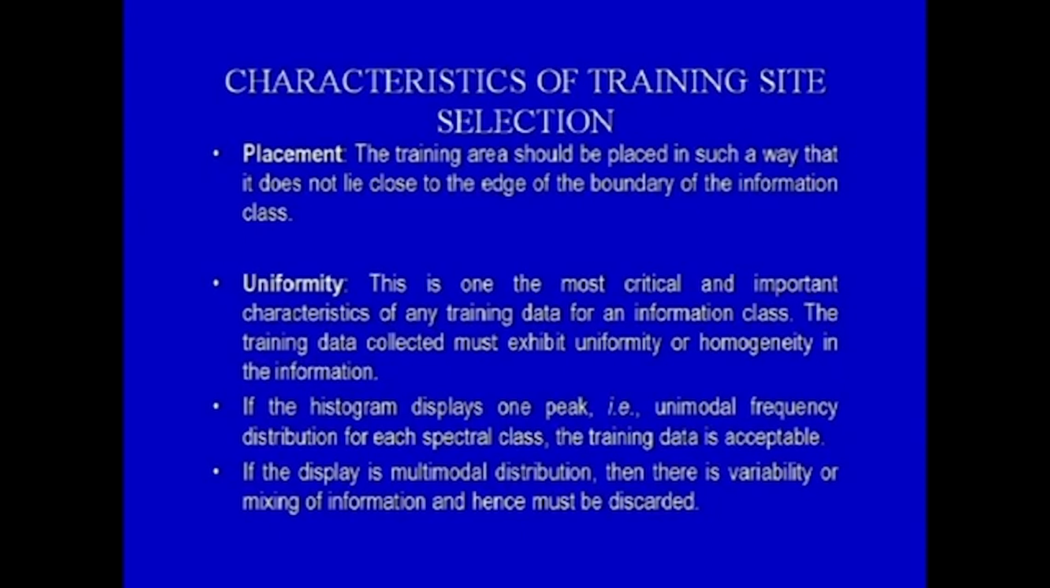The next characteristic to be considered is uniformity. This is one of the most critical and important characteristics of any training data for an information class. The training data collected must exhibit uniformity and homogeneity in the information. If the histogram displays one peak, that is unimodal frequency distribution for each spectral class, the training data is acceptable. If the display is multimodal distribution, then there is variability or mixing of information and hence must be discarded.